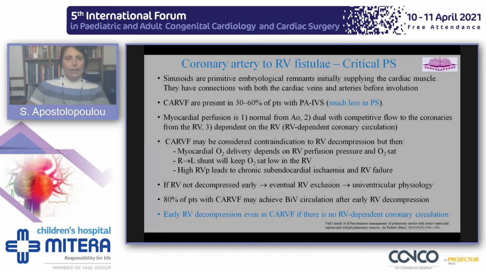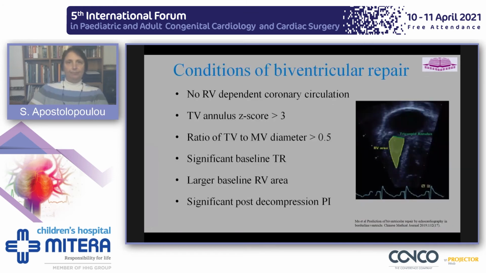And essentially, if we don't decompress the RV, we are leading the patient towards univentricular physiology. And a lot of patients, even in pulmonary atresia and intact septum, can achieve biventricular physiology if we can decompress the RV. So early RV decompression, even in the presence of fistulae, of course if there's no RV-dependent coronary circulation, is something we need to consider.